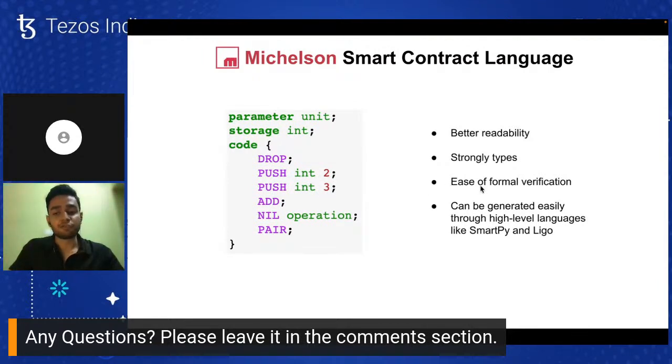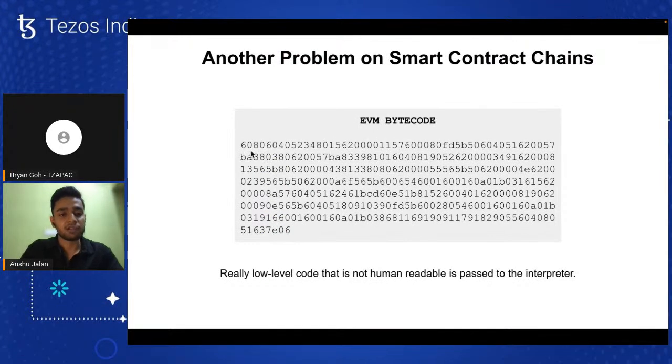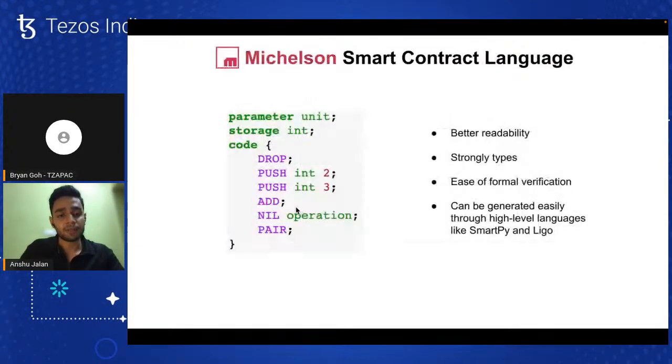And third, it's ease of formal verification. Formal verification is a technique where mathematical models are used to prove the correctness of the code. The way Michelson is structured, formal verification is really, really easy. And obviously, this is not possible on something like this. What mathematical model will you put on just this bunch of numbers, right? But here you can do that.